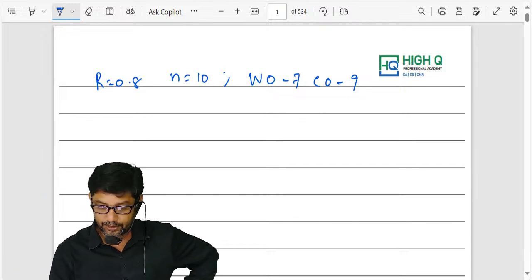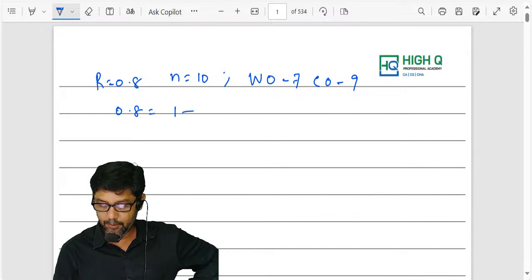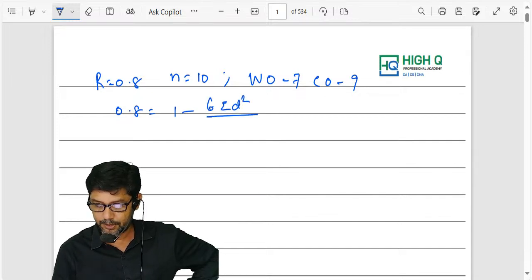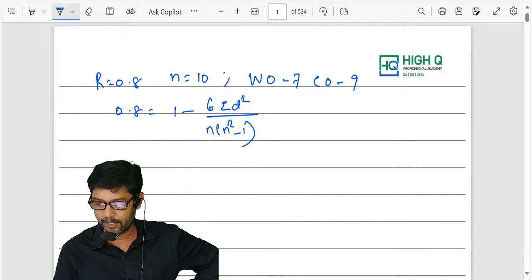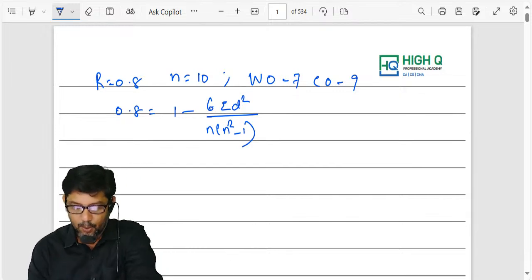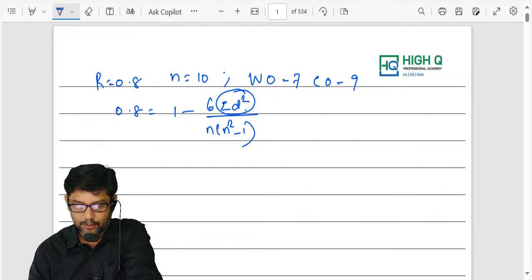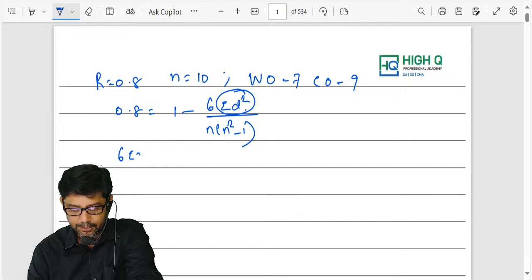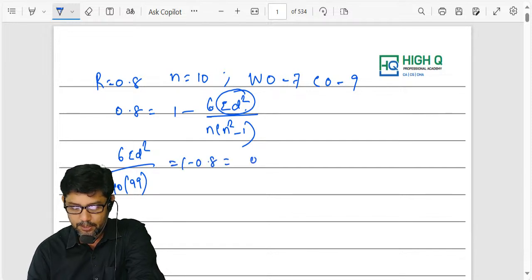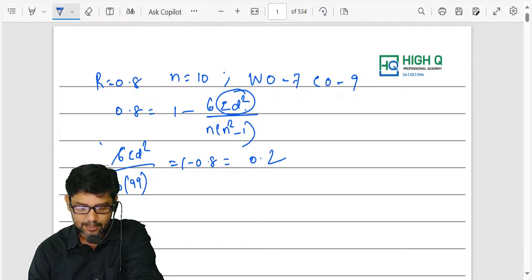So here what we have to do: 0.8 is equal to 1 minus 6 into summation d square divided by n into n square minus 1. This is the formula for rank correlation. We need to correct this. For that we need to find the value of summation d square. So just shift it: 6 summation d square divided by n, which is 10, into 10 square minus 1, which is 99, equals 1 minus 0.8, which is 0.2.